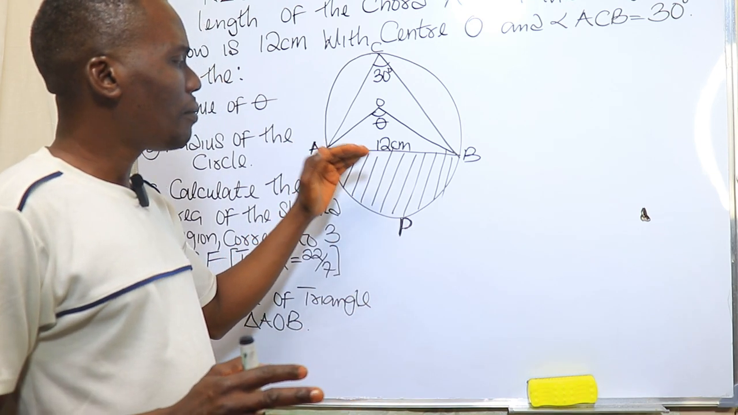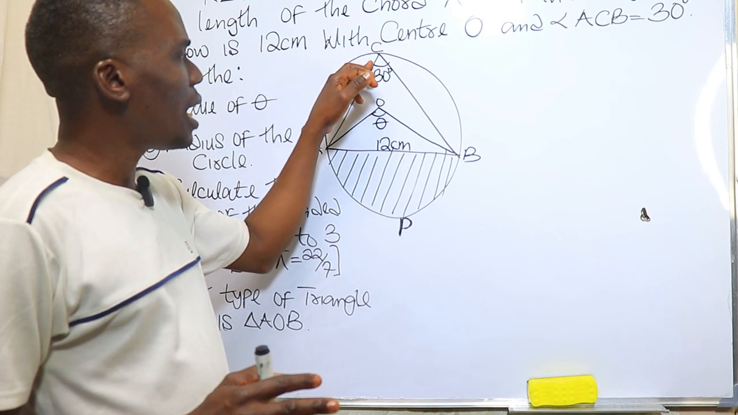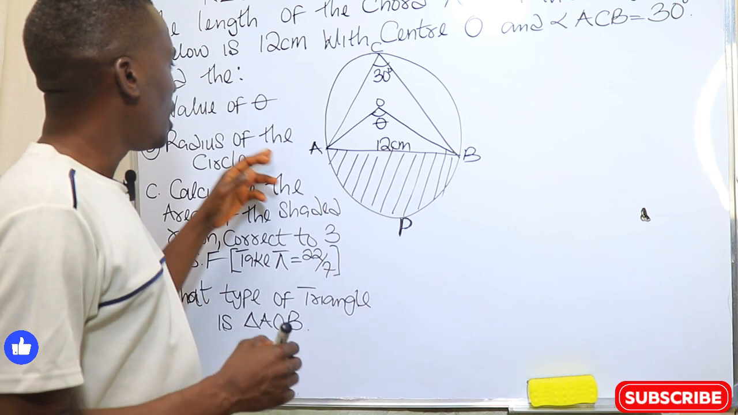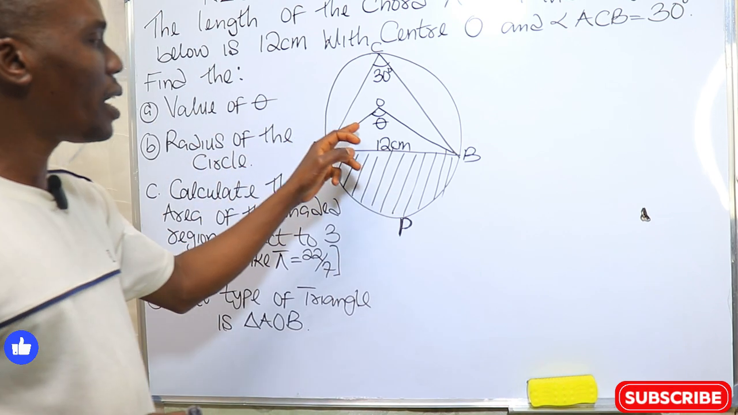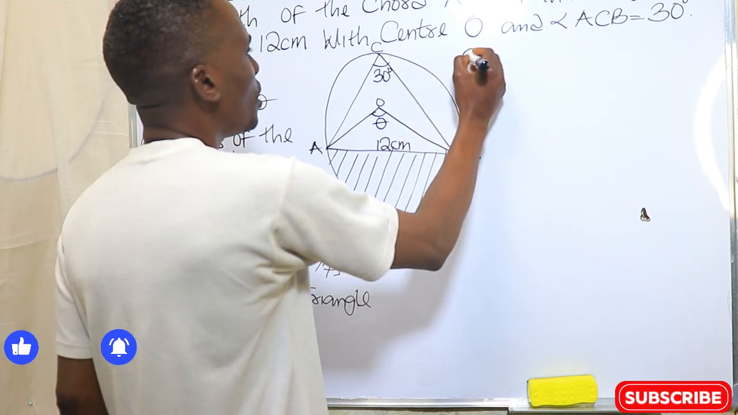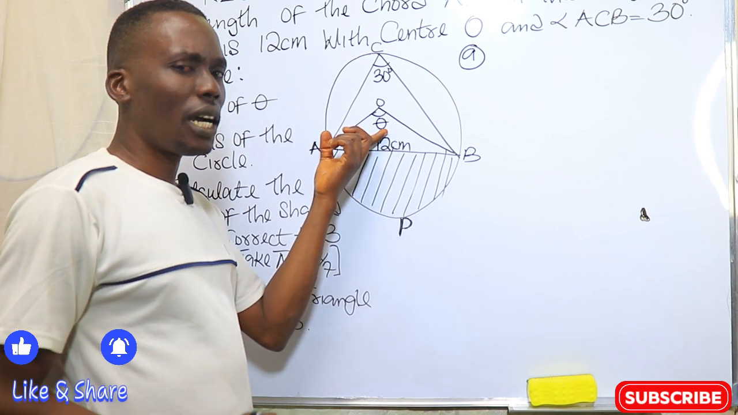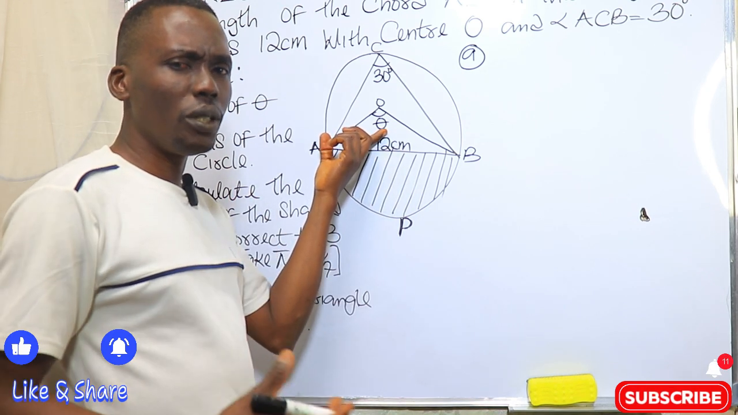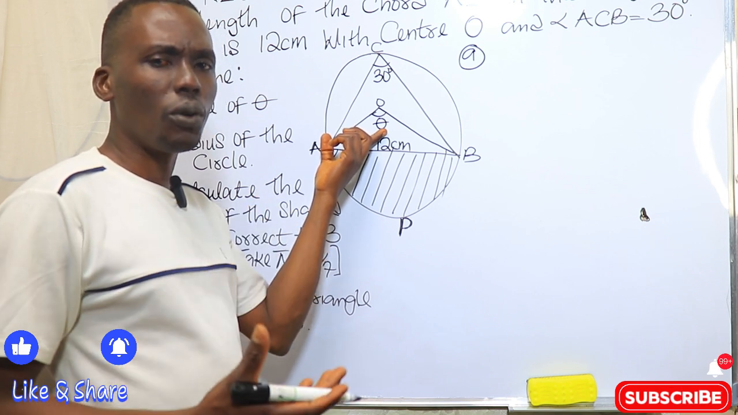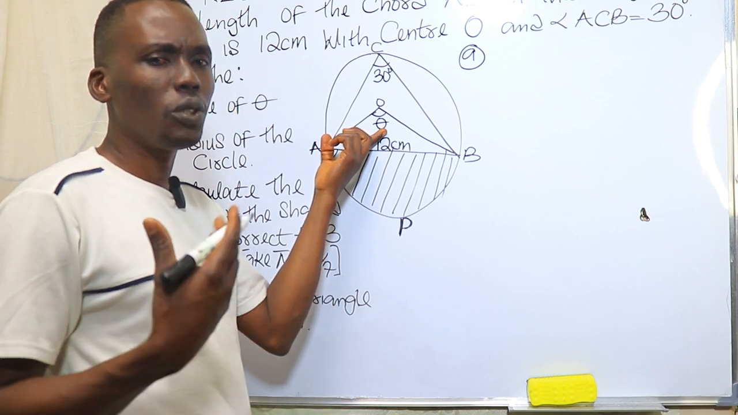Having divided the circle into two segments, we are made to know that this angle over here is 30 degrees, while this here is theta. The first question, A, says we should find the value of theta. How do you go about this? If we are asked to find the angle theta, then we need to apply all the theorems, all the laws we know in circle, especially the laws that relate to circle theorems.